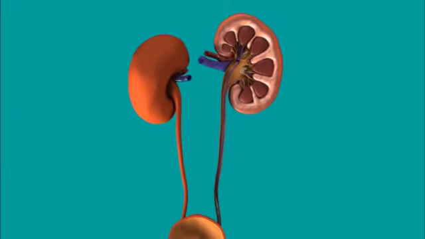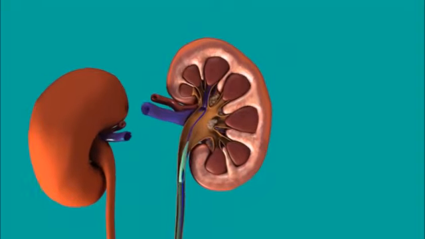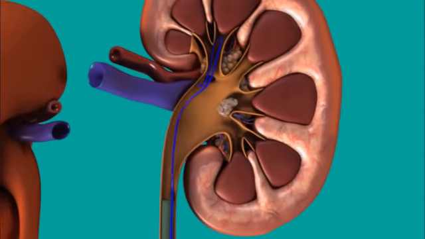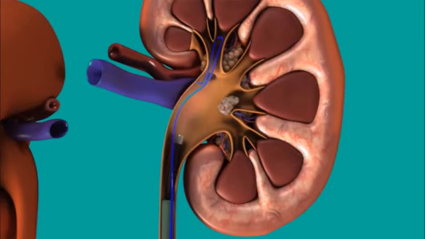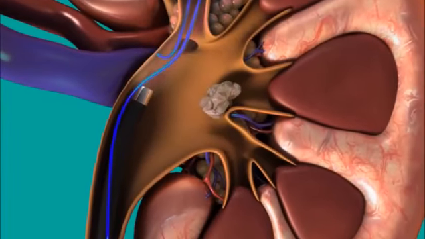Depending on the location of the stone, a rigid or flexible ureteroscope is passed through the urethra into the bladder, following the safety wire into the ureter, the small tube that drains urine from the kidney to the bladder.